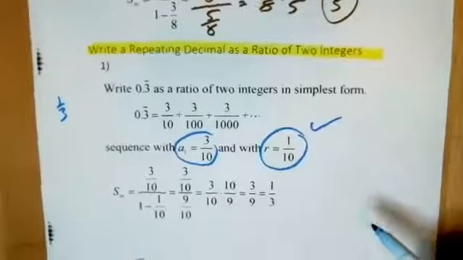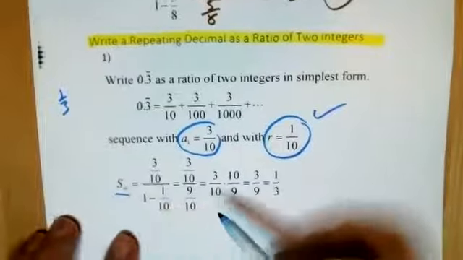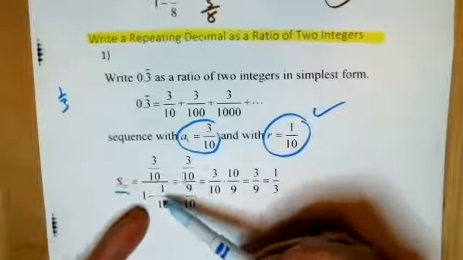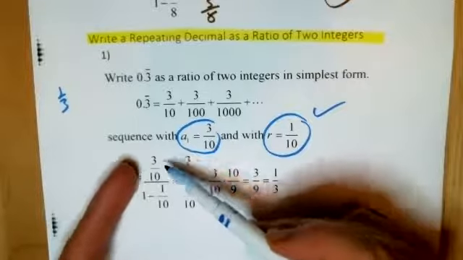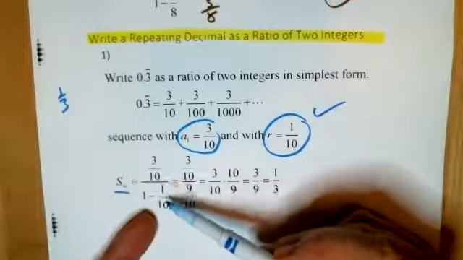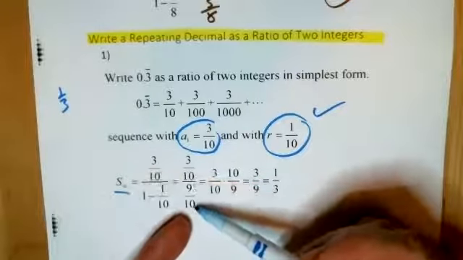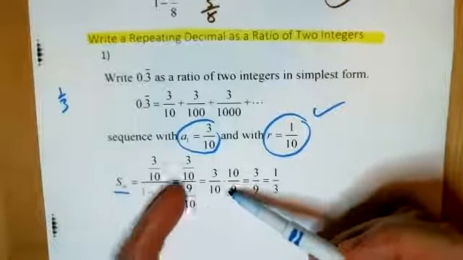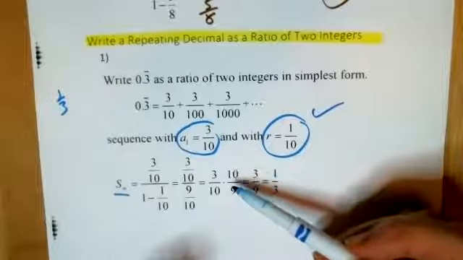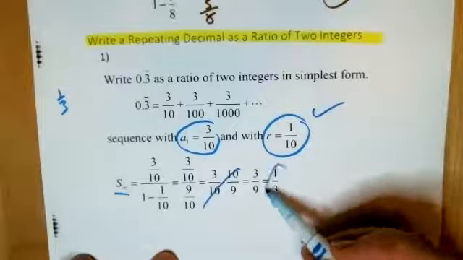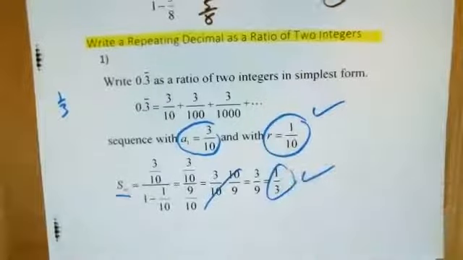It fits the pattern. So we can write an infinite sum as the first term divided by 1 minus the common ratio. So we have 3/10 divided by 1 minus 1/10. That's 3/10 divided by 9/10. That's 3/10 times 10 over 9, which reduces to 3/9, which is 1/3, which is what we expected.